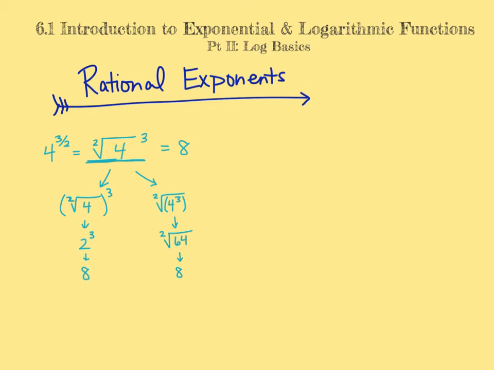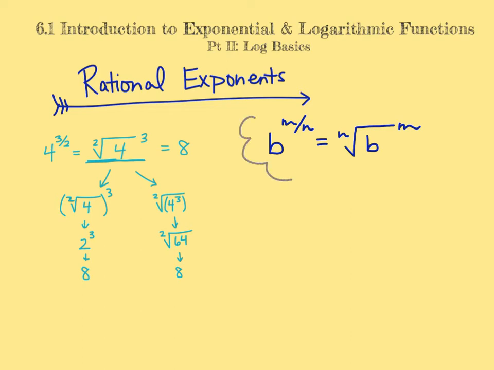Let's generalize what we just did. If we have some base b, and we're raising it to the m over n power, then that really means the nth root of b raised to the m. In our example, b was 4, m was 3, and n was 2. It was the square root of 4 to the third power, and I showed you that we can look at that in two different ways, depending on what's simpler.